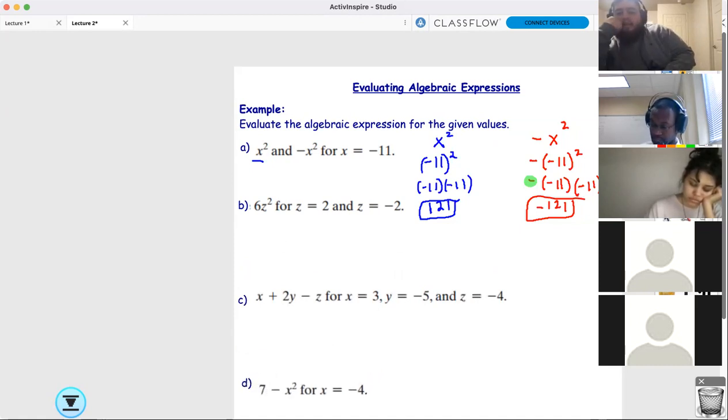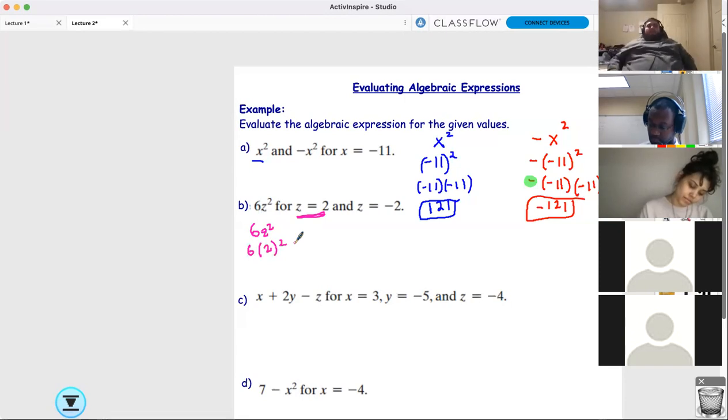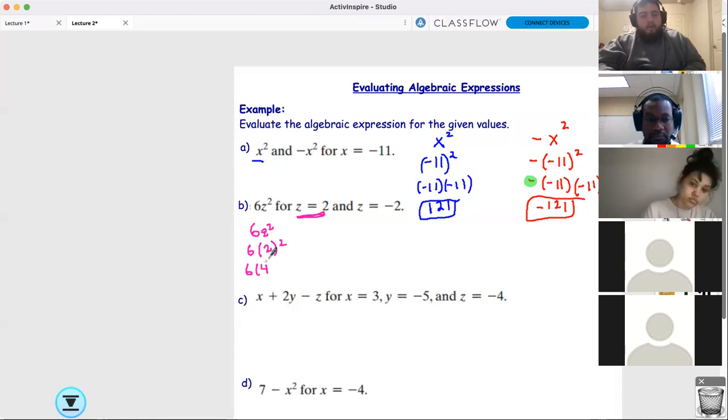Okay, look at B. It's one expression, but they want us to do both two different z's. So we're gonna do 6z squared, right? But we're gonna do z equals 2 first. So it'll be 6 parentheses 2 squared. Now pay real close attention, class. What's being squared? The 2 or the 6? Or both? What do you think? The 2. So 2 squared is 2 times 2, which is just what? 4. And 6 times 4 is 24, and we're done.